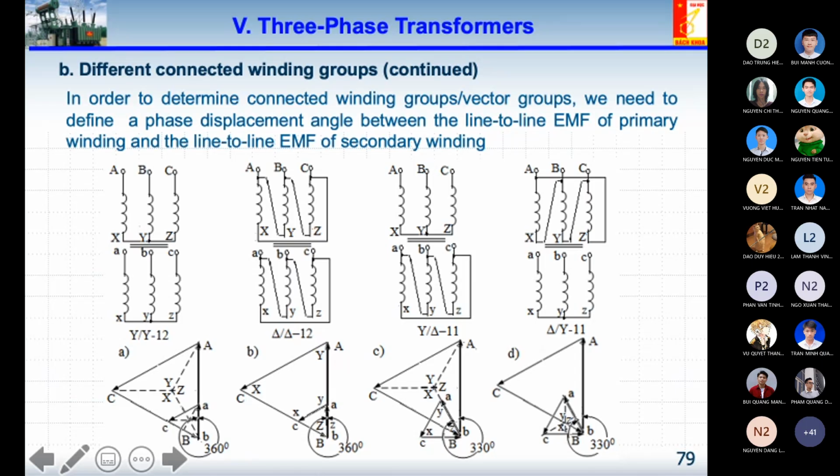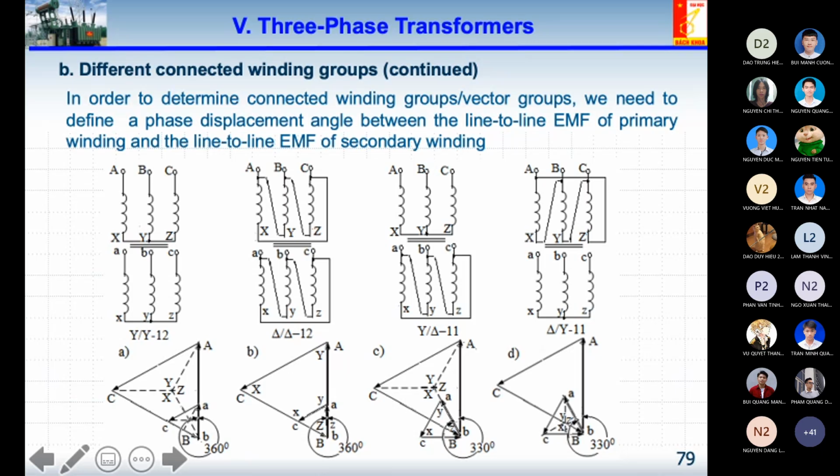Of course, you can see the idea is that now we already have the number of the vector group, number 12, number 11 here. What is the phase angle between the line-to-line electromagnetic force of the primary winding and the secondary winding? It's very easy. You can see from the number 12 here, it's very easy for us.